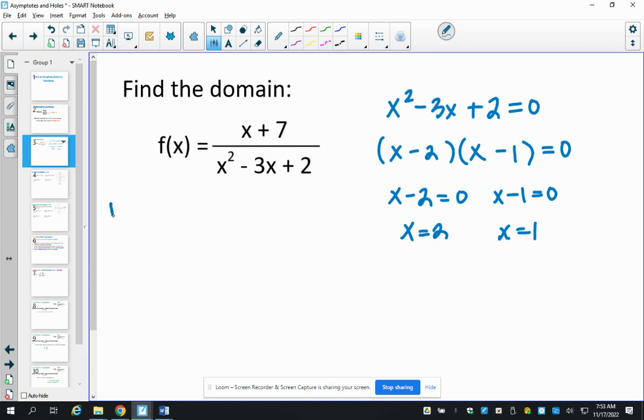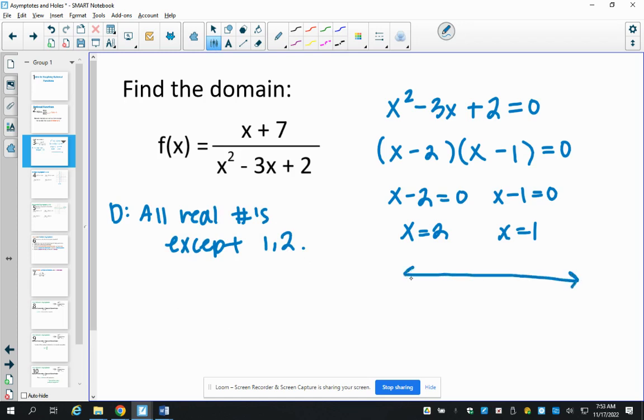So one way to say the domain would be to write out all real numbers except 1 and 2. If you're going to write it out in interval notation, one thing I like to look at is looking at the whole number line of x values. So we have negative infinity to infinity, so that would be all real numbers. And in this case, our problem values are 1 and 2. So we do not want those.